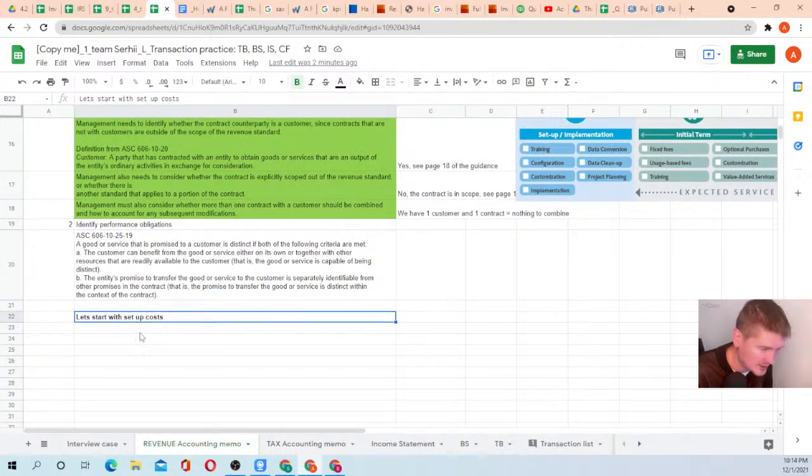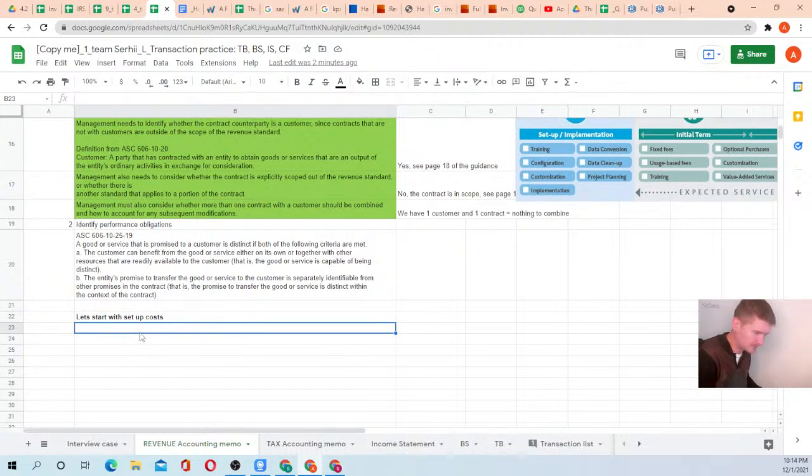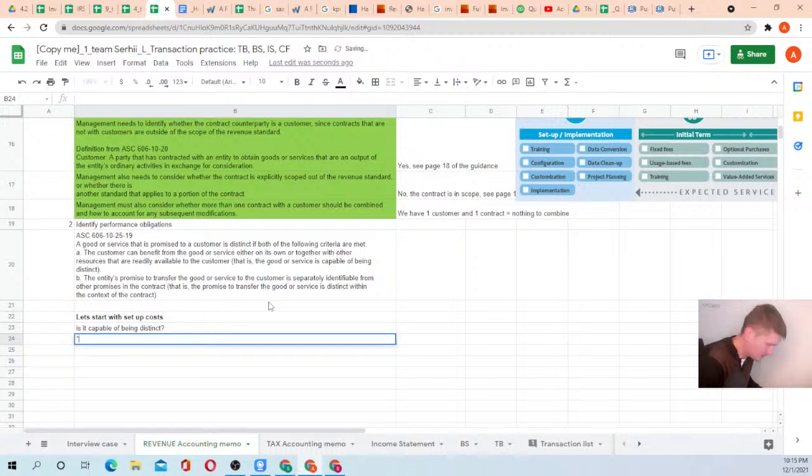Let's start with our setup activity. So first, let's say capable of being distinct is distinct. Is it capable of being distinct? Is it sold separately from other promises in the contract?